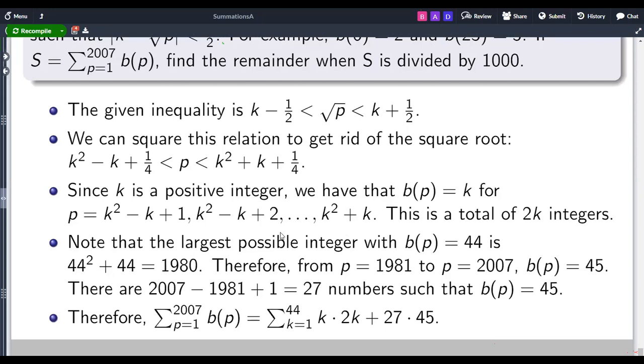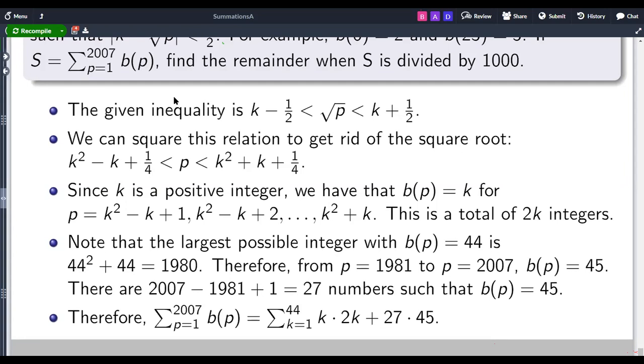So now if we look at the sum, we can instead sum through the values of k. So for k equals 1 to 44, there's 2k integers such that b of p equals k. So we have k times 2k in that sum. And then from 1981 to 2007, we have those 27 numbers give b of p equals 45. So we add 27 times 45.